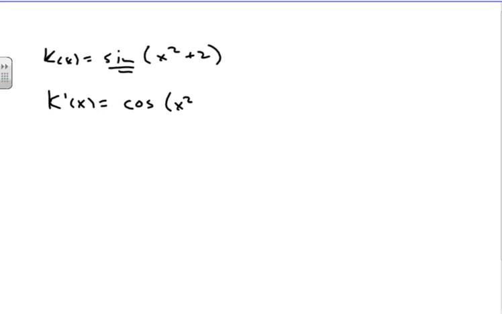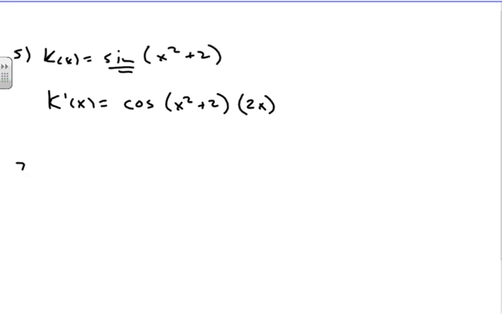I have k of x equals sine of x squared plus 2. We're going to find the derivative of this. To find the derivative, we have to use the chain rule. We have an outside function, sine of x squared plus 2. We first take the derivative of the outside function, sine, which gives us cosine of u. Now u is the inside function, x squared plus 2. We then multiply that by the derivative of the inside function, which is 2x. And that would be our derivative.